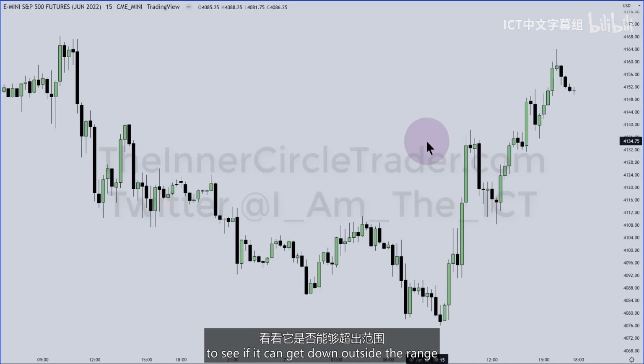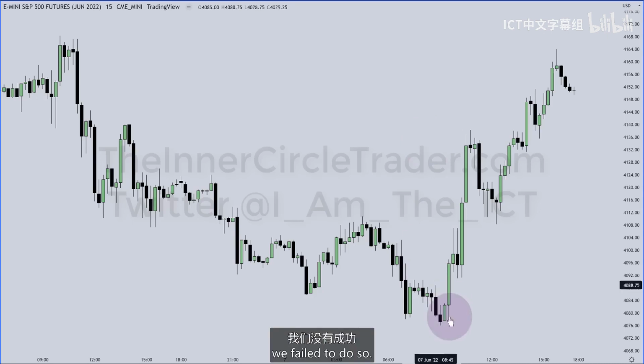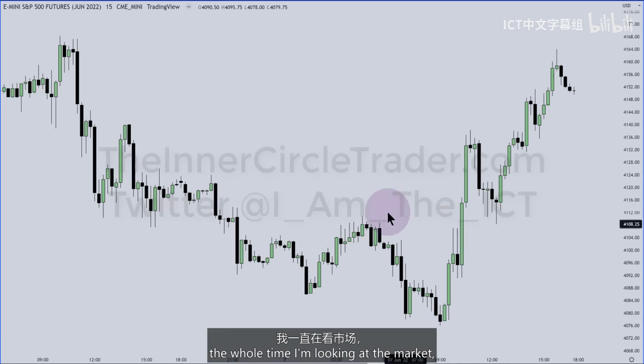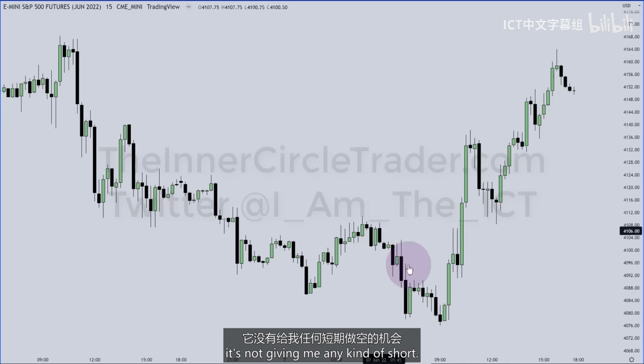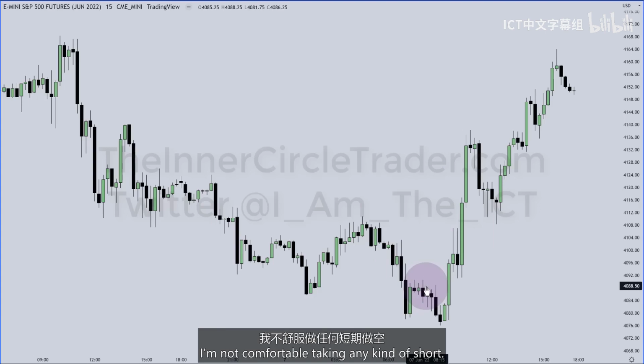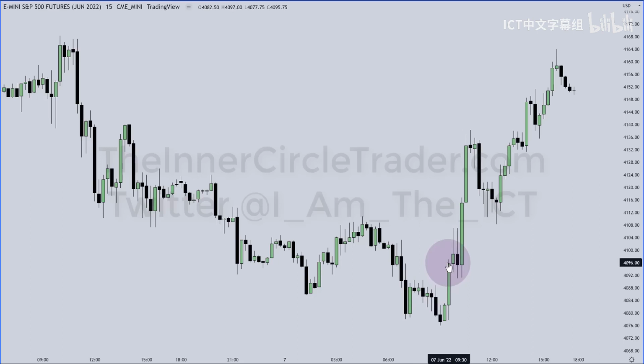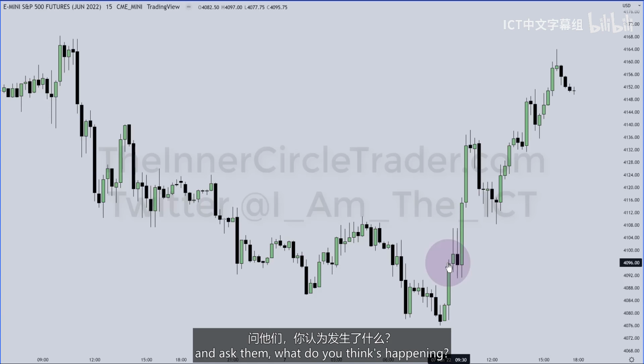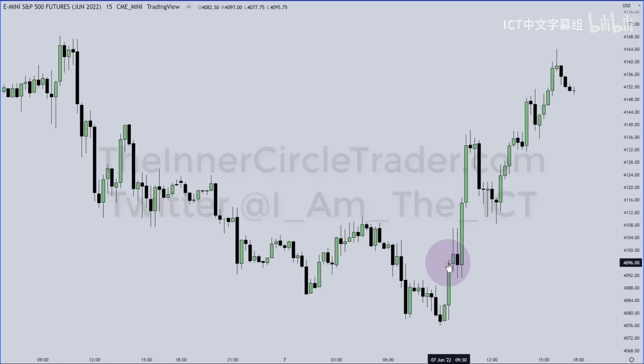I was looking for 4070 today to see if it can get down outside the range of that daily fair value gap. And we failed to do so. And then the market shifted higher. Now, the whole time I'm looking at the market, it's not giving me any kind of short. I'm not comfortable taking any kind of short. And all of a sudden the market does this. Okay, no panic. No, I'm missing a move. No calling somebody else or reaching out to somebody on a social media platform to ask them what do you think's happening? I don't worry about anybody else's opinion. You shouldn't worry about anybody else's opinion either. You're going to learn how to trust yourself.